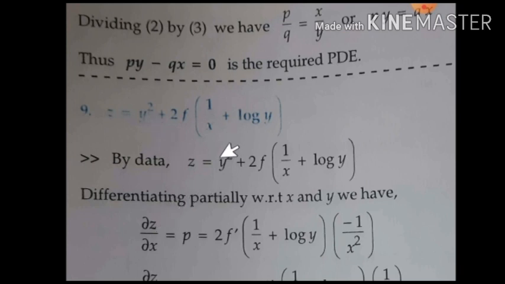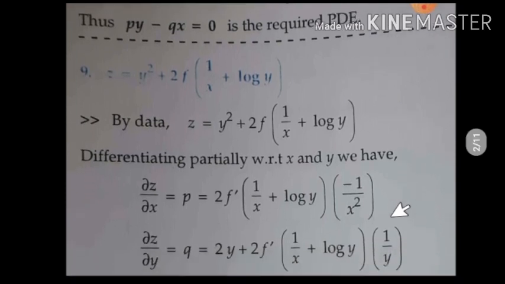Differentiate z with respect to x. During that time, y square is constant, but the f function contains x. Hence differentiate it. Derivative of f of any function is f dash of that function. Then differentiate that bracket function with respect to x. Derivative of 1 by x is minus 1 by x square.